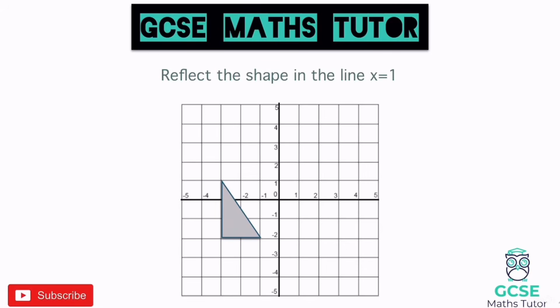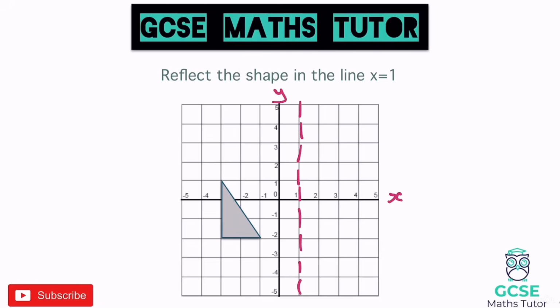Okay, so reflect the shape in the line x equals 1. Now this is your x-axis and this is your y-axis, so x equals 1 is right there. And the only line that you can do from that point, other than going across the x-axis, and it doesn't say the x-axis, is to go up and down. So x equals 1 is this line here. If you think about any coordinates on that line, the x-coordinate's always 1. So that's our reflection line there.